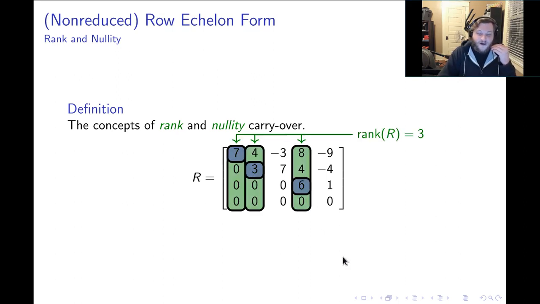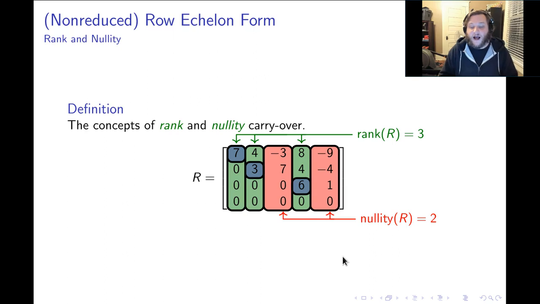So clearly here we have 3 pivot columns. And so we would say here that the rank is 3. And then we have 2 non-pivot columns. And so we would say that the nullity here is equal to 2. So all of these concepts carry over to the world of row echelon form matrices that aren't necessarily reduced. Which is nice.